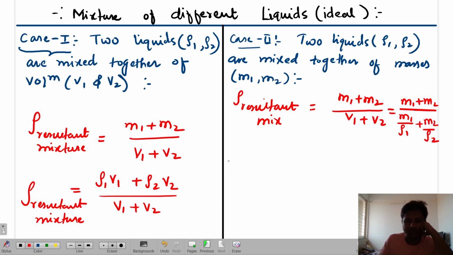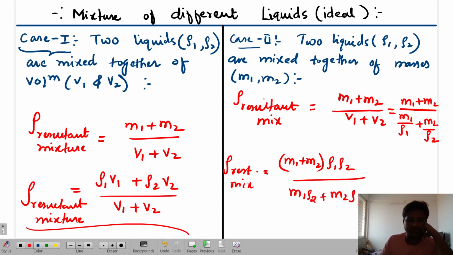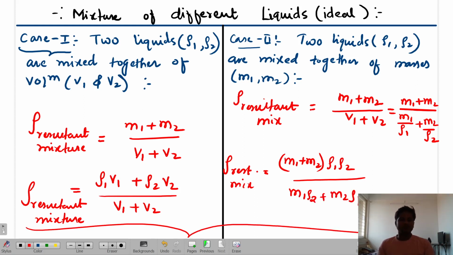Take the LCM and the density of the resultant mixture is equal to (m1 plus m2) times rho 1 rho 2 divided by (m1 rho 2 plus m2 rho 1). So these are the properties when two liquids are mixed together of different masses or different volumes. Are you able to get me or not? We are going to utilize these formulas a little bit later on, where we will talk about many things.